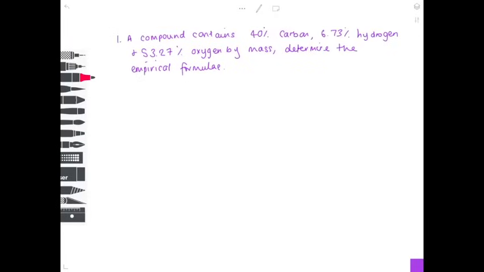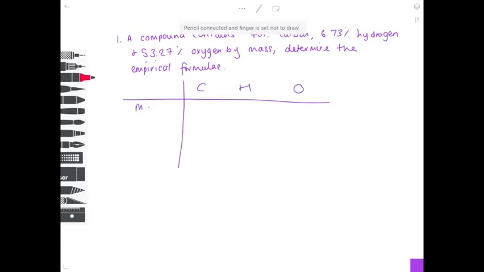So in question 1, a compound contains 40% carbon, 6.73% hydrogen and 53.2% oxygen by mass. Determine the empirical formula. So first of all, start by listing your elements. So we've got carbon, hydrogen and oxygen. Make a table, and you want to write mass, MR and number of moles down the left hand side. So the mass we've been given in the question, although it says all the masses in percentages, it doesn't matter because effectively they're all ratios. So you could have 40 grams of carbon and that would still be 6.73 grams of hydrogen, which is why we're allowed to write down the numbers exactly as they are.